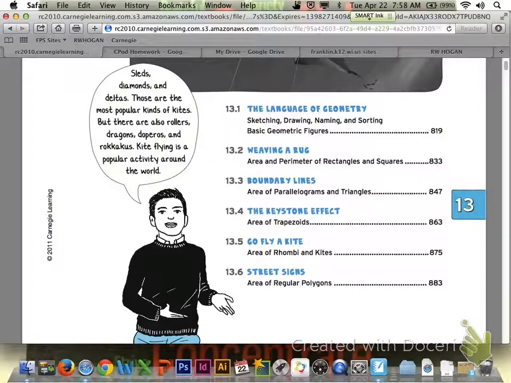Hey class, if you take a look at page 817, we are going to get started with chapter 13. Our focus is going to be area in general. If you look at the specific topics that we will be dealing with, beginning in 13.1, just basic geometric figures, and then as we go through chapter 13, taking a look at the area and perimeter of rectangles and squares, parallelograms and triangles, trapezoids, rhombuses and kites, and then we'll finish off with the area of regular polygons.